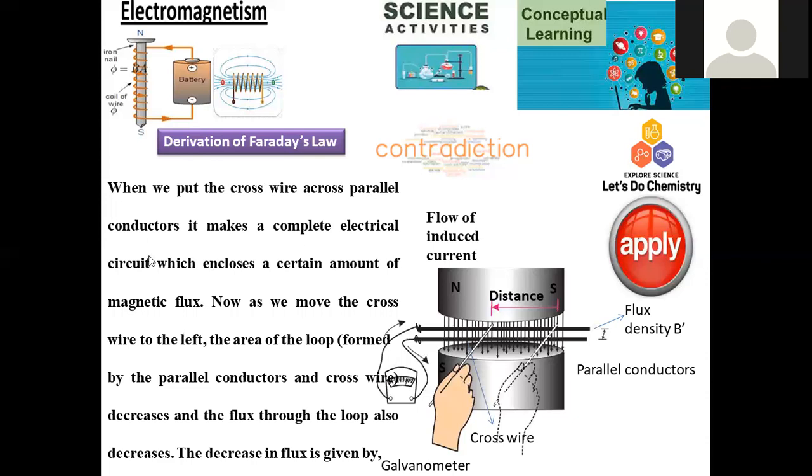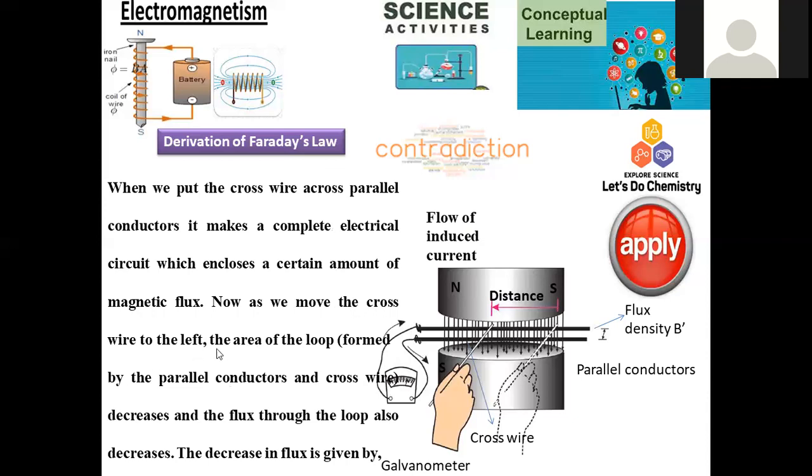When we put the cross wire across the parallel conductors, it makes a complete electrical circuit which encloses a certain amount of magnetic flux. When both bar magnets are connected with the crossing wire, the circuit is completed. Magnetic flux is induced in between these two, denoted with B prime. Now, as we move the cross wire to the left, the area of the loop formed by the parallel conductors and the cross wire decreases, and the flux through the loop also decreases.